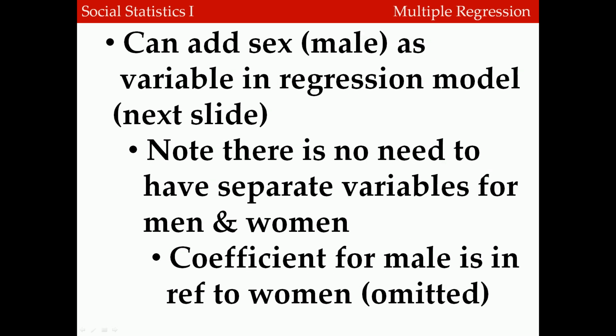So we can just add sex, which we should probably call male because the value of one of that recoded variable is equal to male, into our regression equation, and that's shown in the next slide. Now note that there's no need for separate variables for men and women. The coefficient for male is in reference to the omitted category, women, and it shows basically the average difference between men and women with respect to their education, net of all the other factors in the model.